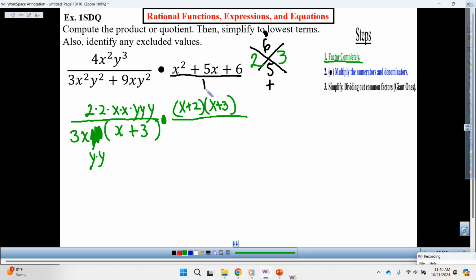And all that over, what goes on the denominator? A 1. Yes. Step 1 done. Let's go to step 2. Multiply everything, numerators times numerators.